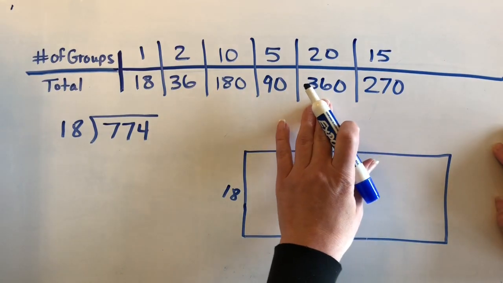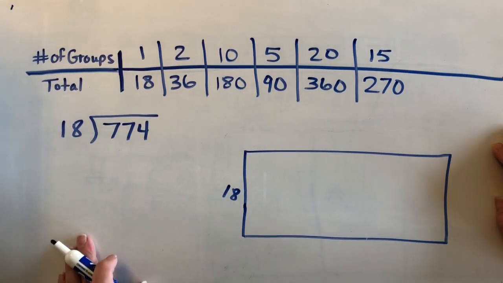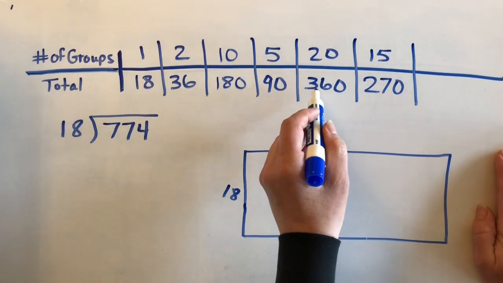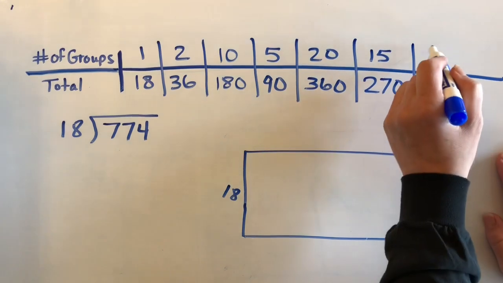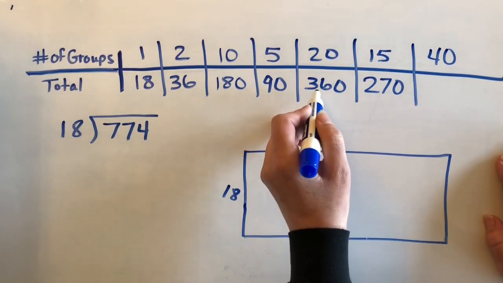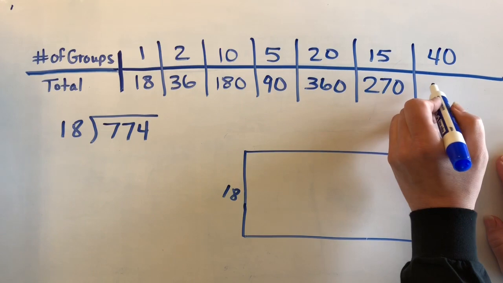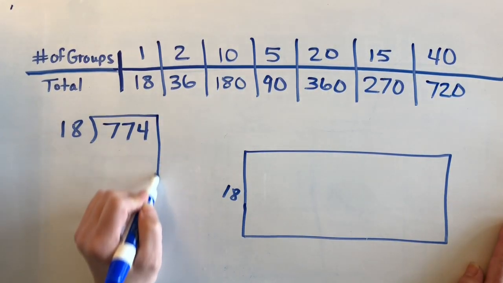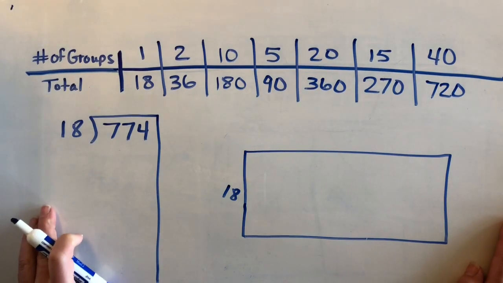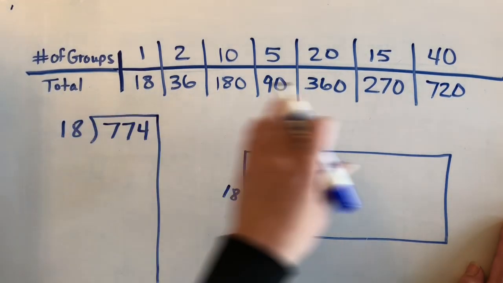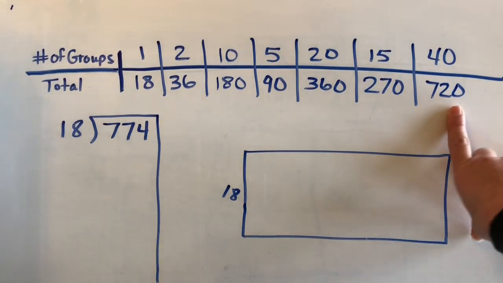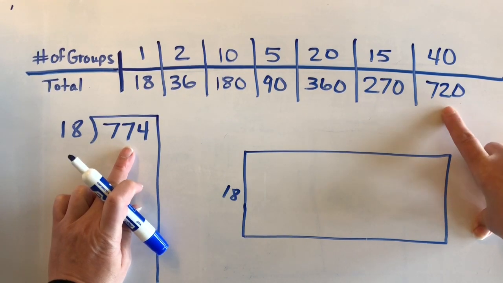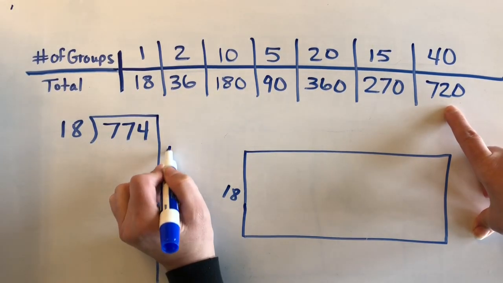Could I do another one? Yeah, I can if I really wanted to, but we're gonna stop right there just to see. Actually, you know what? I'm gonna go further. So if I double 20, that's 40 groups, and I double 360, 360 plus 360 is 720. So now I'm ready to do the rest of my division. So looking up here, I got to 720, and I want to think, how many times can 18 go into 774? Well, I'm going to start with 40 groups.